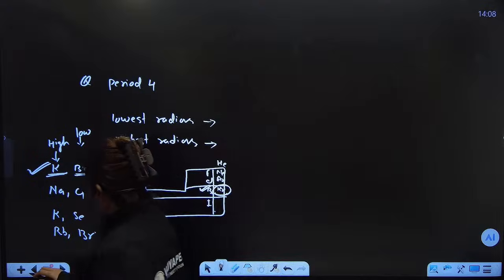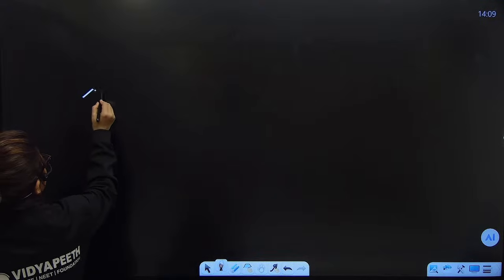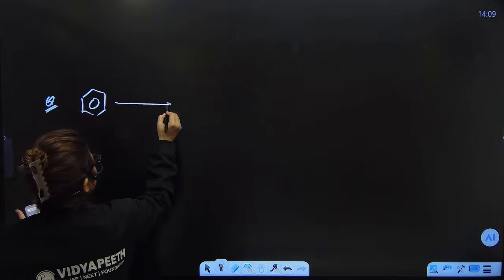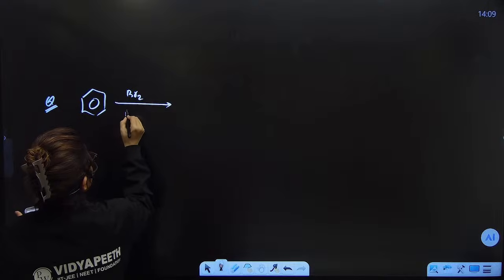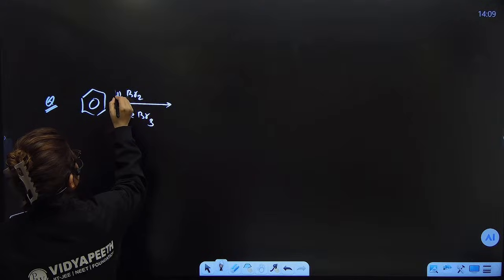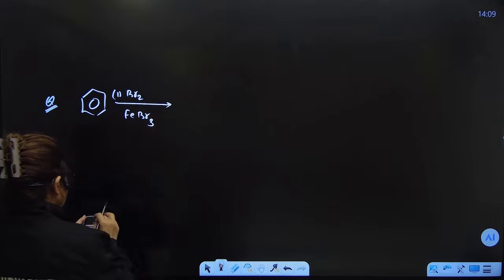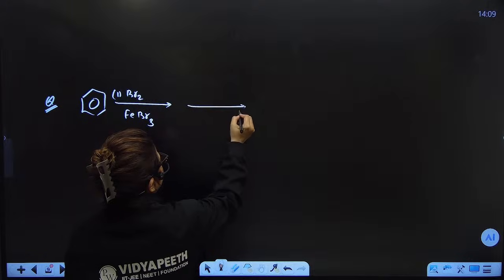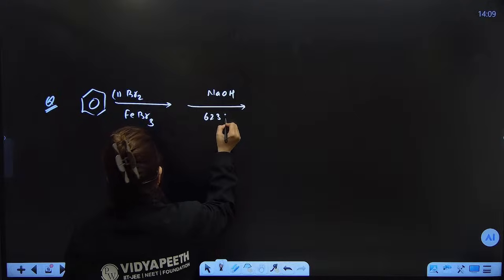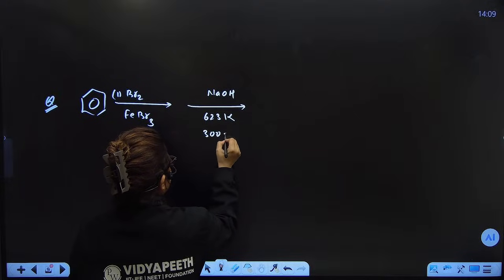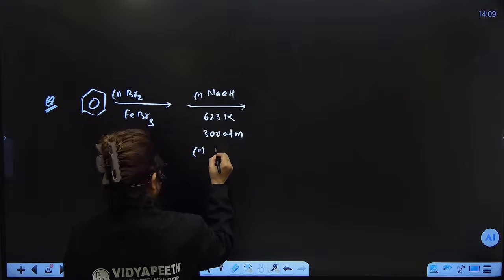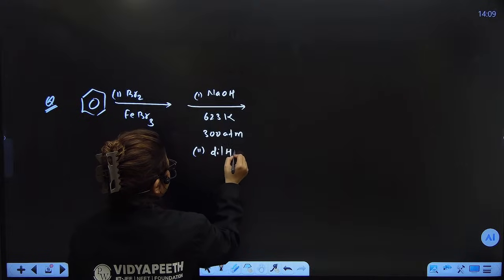Next question belongs to organic chemistry. We have benzene which we are treating with bromine in presence of FeBr3, which is the Lewis acid. This is the first reagent, it's a catalyst. And then we are treating further with NaOH at 623 Kelvin, 300 atm pressure, and as the second step, diluted HCl.